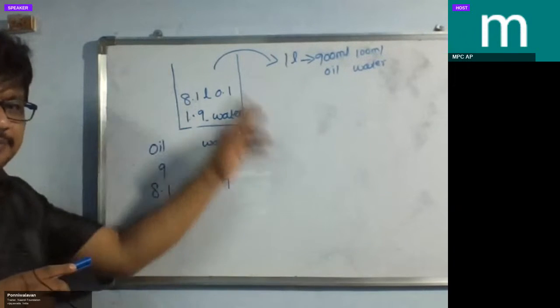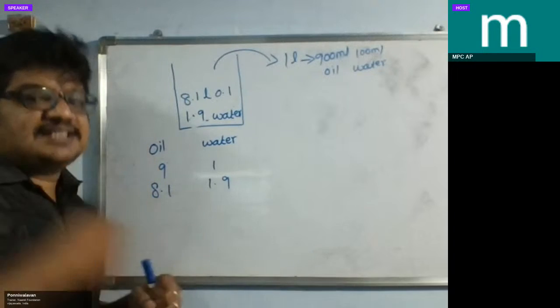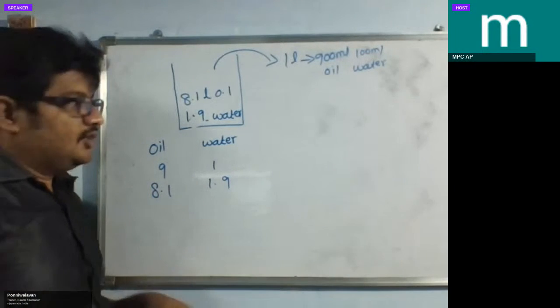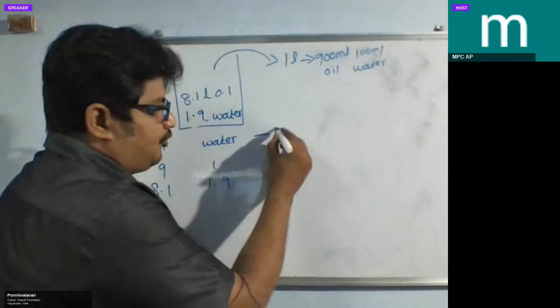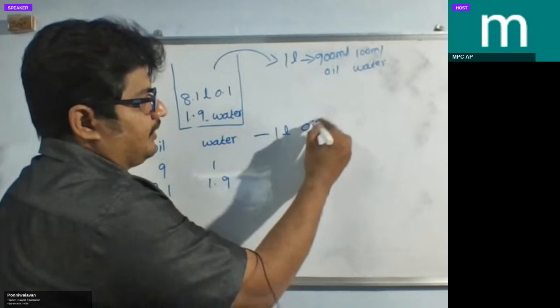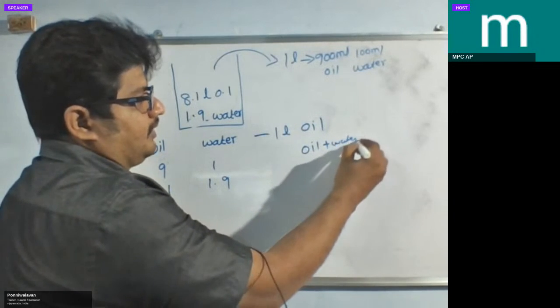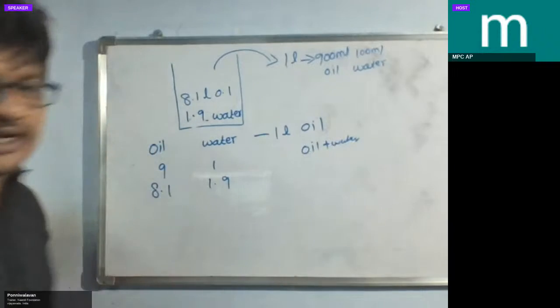Do you understand the process? This we used to call the replacing method. If you take the first time, full 1 liter is water, full 1 liter is oil. Second time you will get oil plus water only. Hereafter you will get oil plus water only.